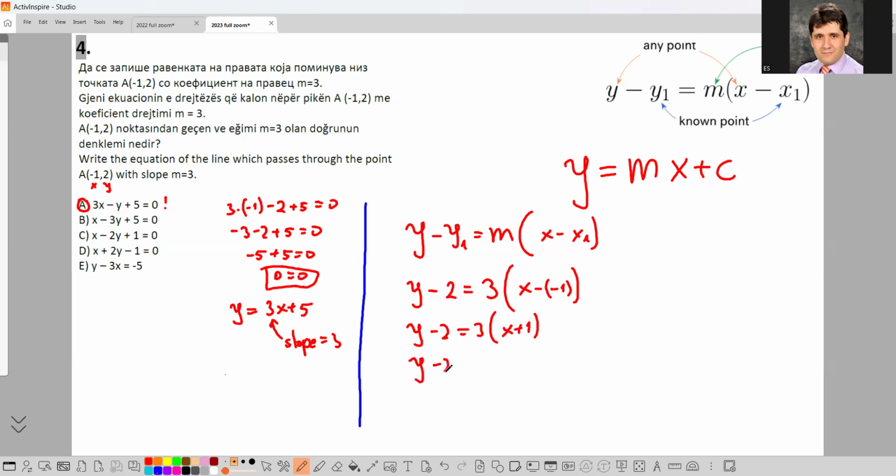Get rid of brackets. 3x plus 3, right? And now you can just take everything from the left-hand side to the right-hand side, or from the right-hand side to the left-hand side, depending on you. Let's take everything to the right. So you get 0 is equal to 3x plus 3 minus y plus 2, which means 3x minus y plus 5 is 0. Indeed, this turned out to be the first one. If it didn't, we would have to check which one corresponds to this term.